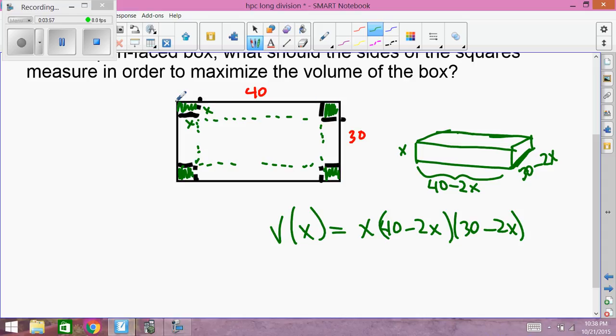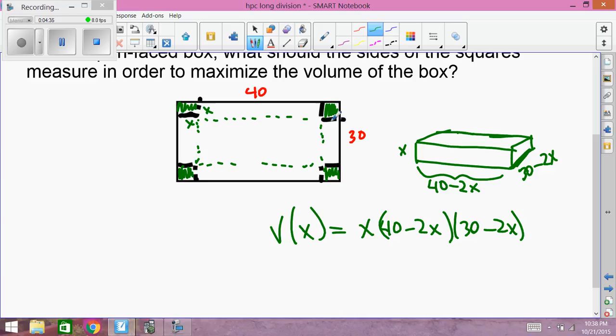The maximum x value is obviously going to be 30 or less than 30. It's got to be less than 30, okay? In fact, it's got to be less than 15. Because if x were 15, then we would cut all of this out here. This is 30. If x were 15 and 15 and 15 and 15, we would just remove one part of the box, and that wouldn't be a very good use of material. So x cannot exceed 15.